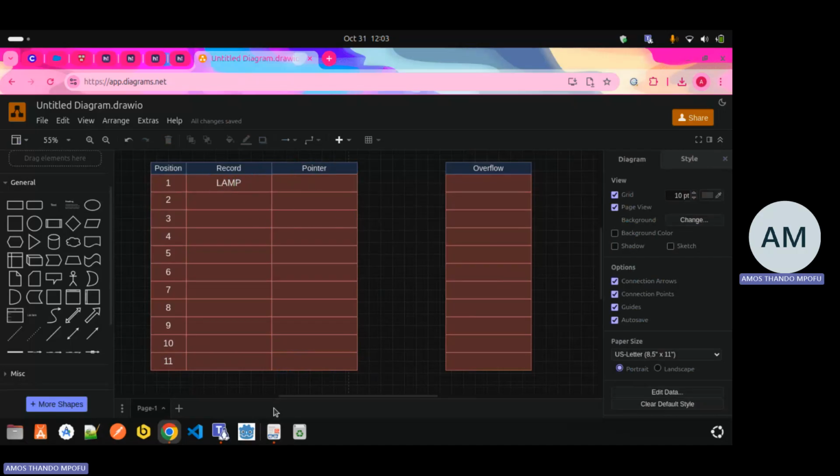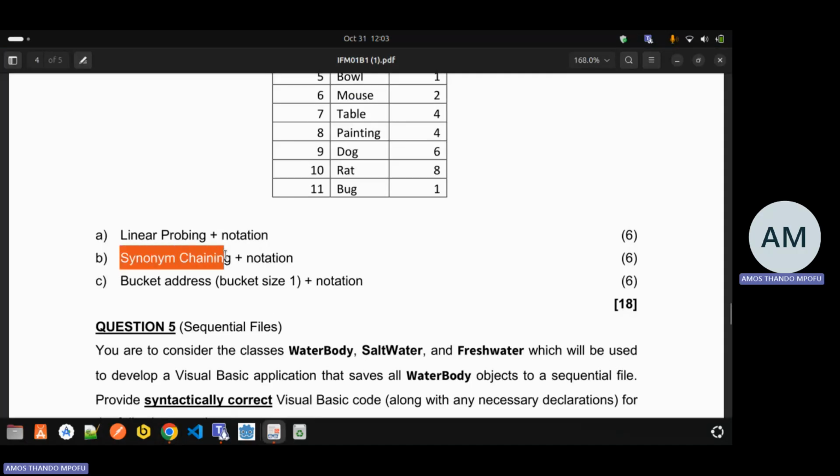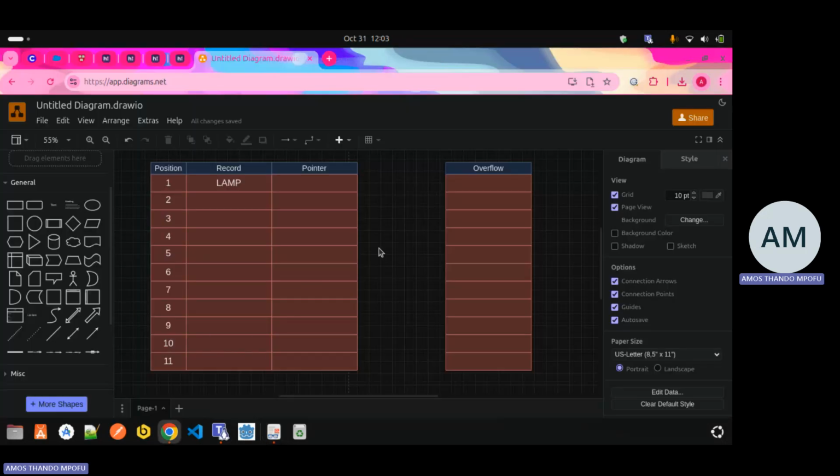So with synonym chaining, you're chaining, you're just pointing. Basically the way it works, if I already have a record here, I put it in the next block, in the overflow block, and then I put an arrow to say that this was actually supposed to be at position 1. So I put a pointer there so that they know. And this was supposed to be at position 2. If it was supposed to be at position 4, from position 4, it points to that name. So that's pretty much that. That's the formula. Straightforward.